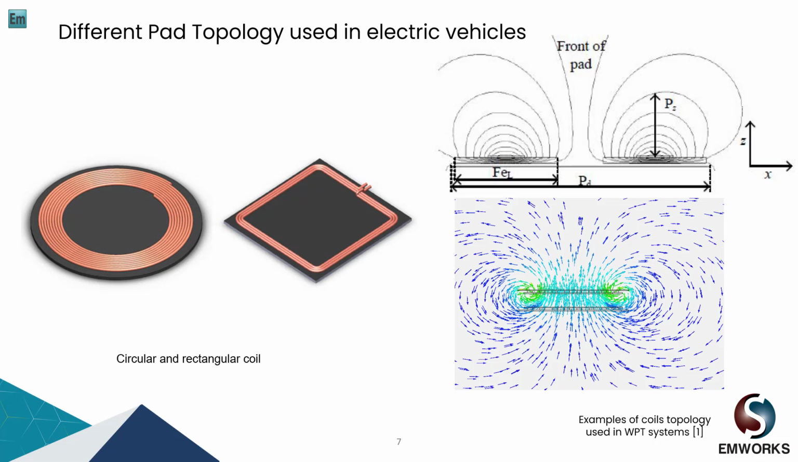Okay, now we will have a look at different topologies of wireless power chargers used in electric vehicles. One of them is the circular and rectangular coil. Both circular and rectangular coil based wireless chargers are commonly used in electric cars, and in these systems the magnetic field is single-sided. It has one side in and out path from the front side of the coil, as can be seen in some flux distribution provided by EMWorks at the bottom right side.